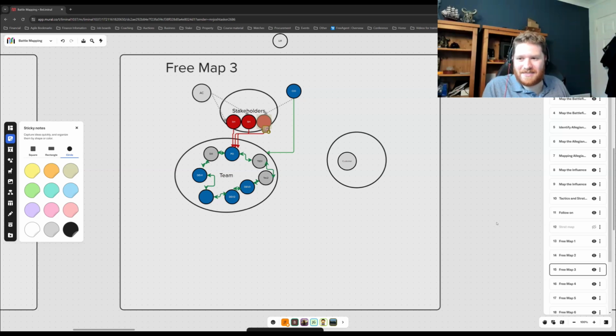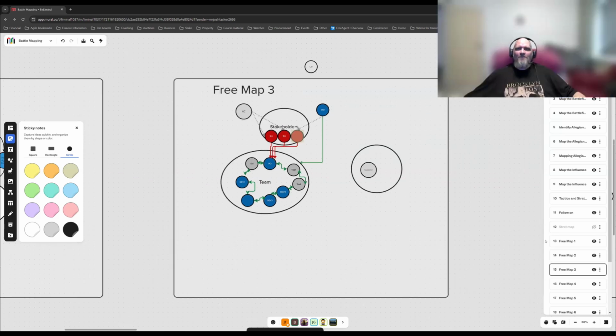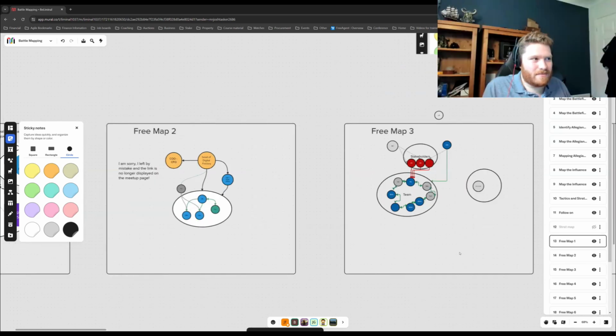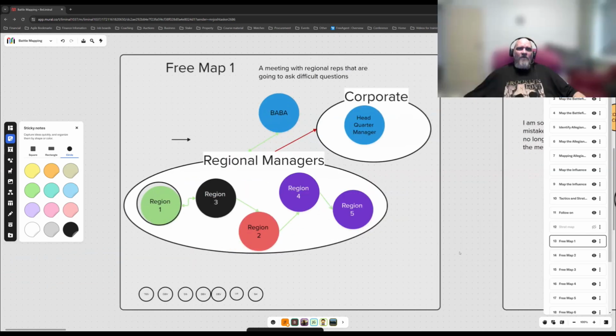Yeah, I'll try and make it quick. Do you want to go to map 1? Yep, there you go. So you can read at the top there. The whole point of this was that one of our team members was going to have a meeting with regional representation and was worried that they were going to ask difficult questions, I guess from previous interactions with them. So they were going to be walking into a meeting. The strategic goal is to have as frictionless a meeting as they can have.